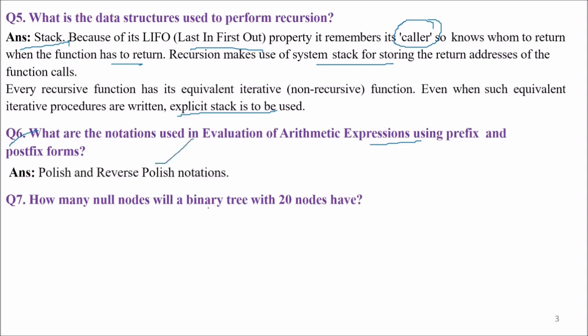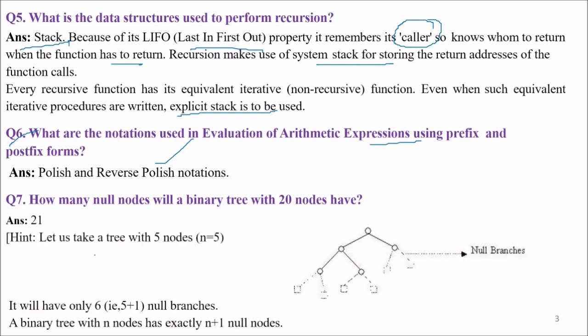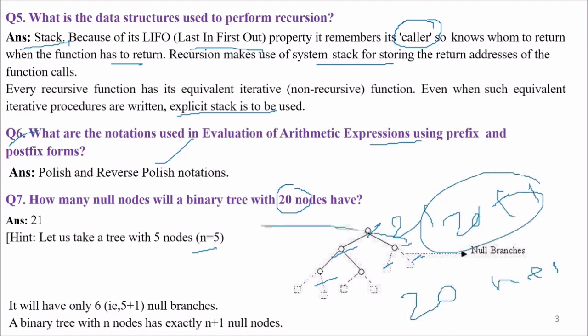How many null nodes will a binary tree with 20 nodes have? Let us take a tree with 5 nodes: 1, 2, 3, 4, 5. These are null branches. It will have only 6, that is 5 plus 1 null branches: 1, 2, 3, 4, 5, 6. So for 20 nodes, it will be n plus 1, that is 20 plus 1, which is 21.